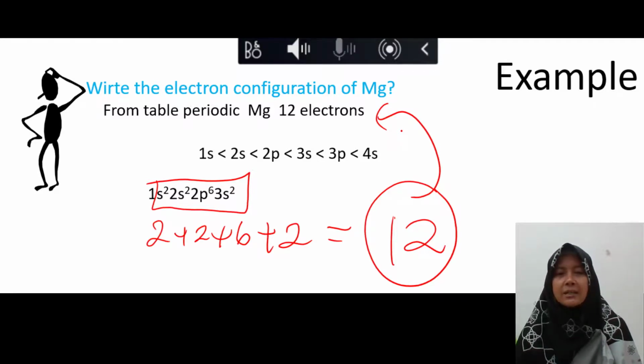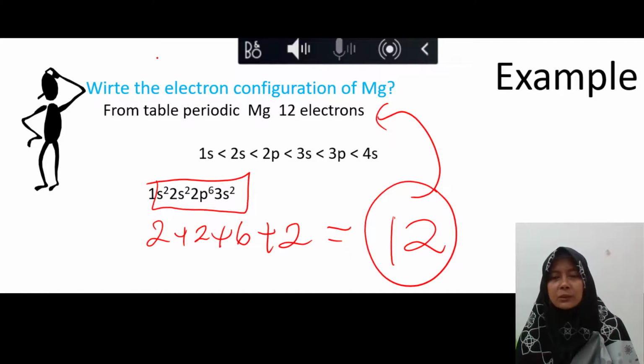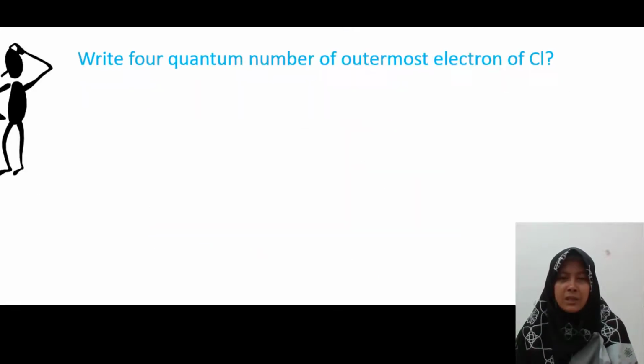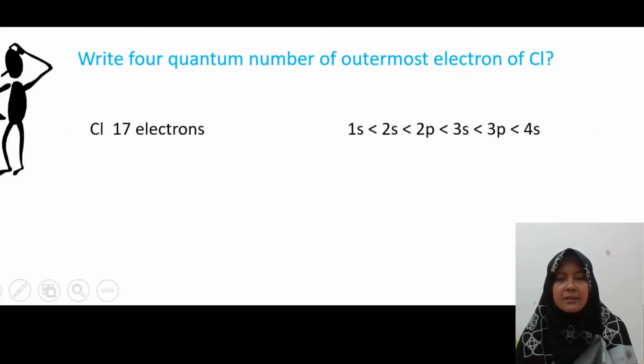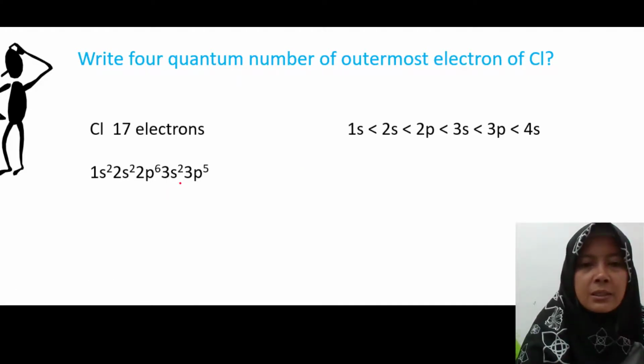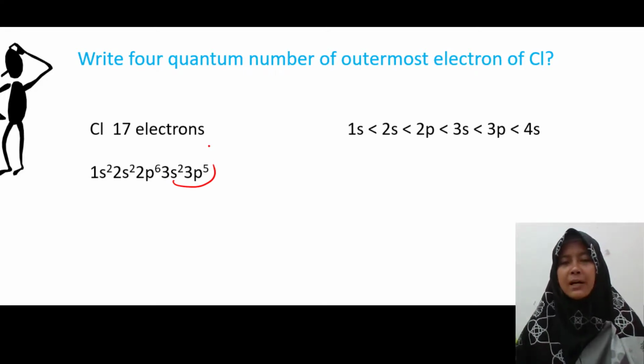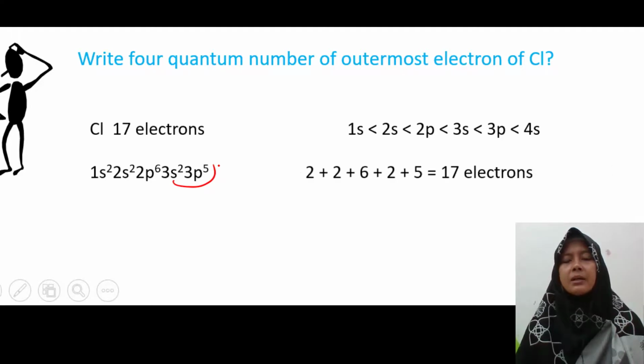Now for the second question: write the quantum numbers of the outermost electron of chlorine. If you want to answer this question, you still have to write the configuration. Remember that chlorine has 17 electrons, so following this, the electron configuration is 1s2, 2s2, 2p6, 3s2, and 3p5. The last electron is filled in the 3p subshell. So we have seen here 17 electrons.